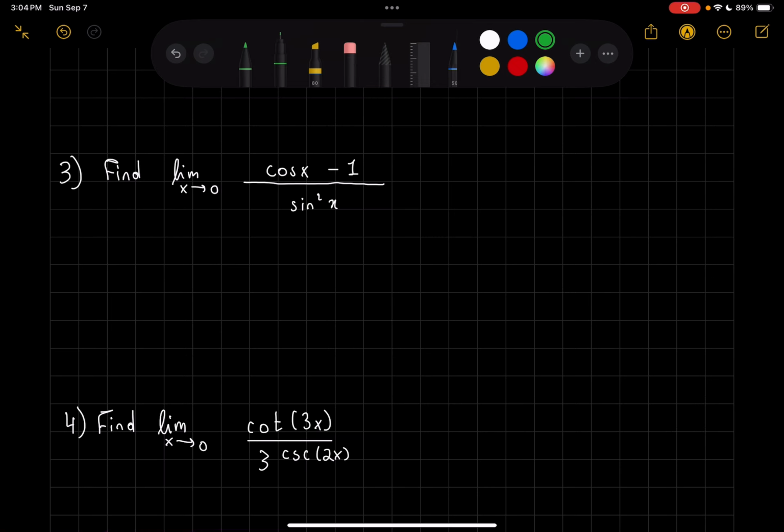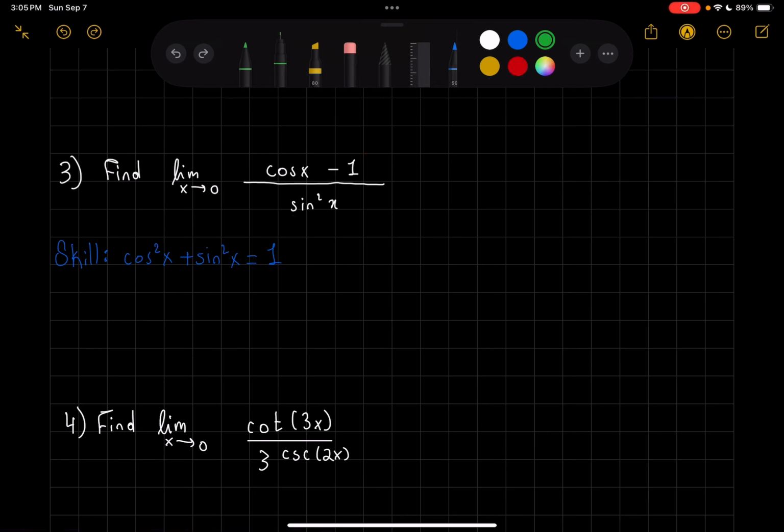Now, in order to solve this, the skill that we are required to know is cosine squared x plus sine squared x equals 1. The reason why I thought of that is because, first of all, in the denominator we have sine squared x, and over here I have sine squared x. And in the numerator, I have cosine x and 1, and over here I have 1 and cosine squared x. So this is how it all ties together.